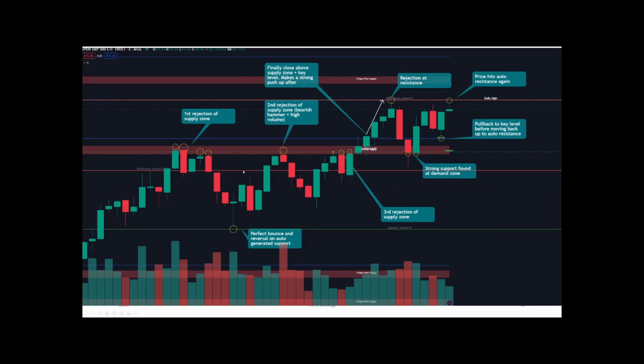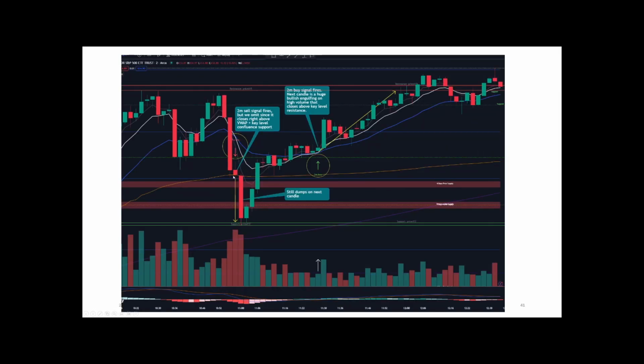So this one closed right on top of VWAP, so I actually did not take this, but it ended up dumping to this support right here. And then the next trade was a really good one. So this is what calls that I took.